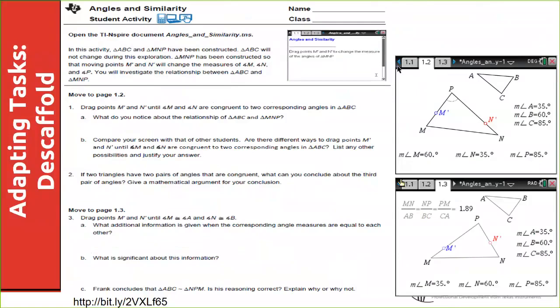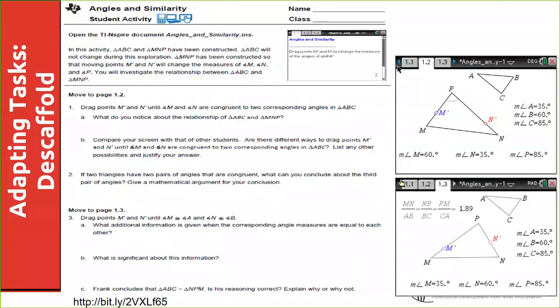And so I didn't really revise the questions too much, with the exception of giving a mathematical argument for your conclusion with number 2, because in 1A and 1B, they're going to go through that process of realizing that some students are going to adjust M prime and N prime and get the first case that you see on the top, and some are going to do the one on the bottom on page 1.2. They're not going to see those constant ratios. And then you can address those with some discussion and some purposeful questions, and you're going to be able to make connections between the 2 different representations, that you can actually create 60, 35, 85 degree triangles on page 1.2.